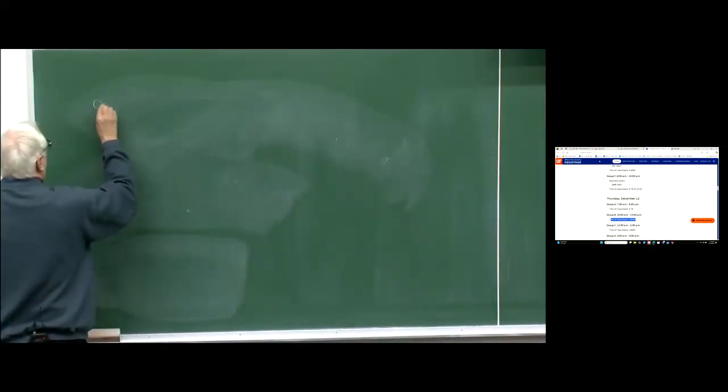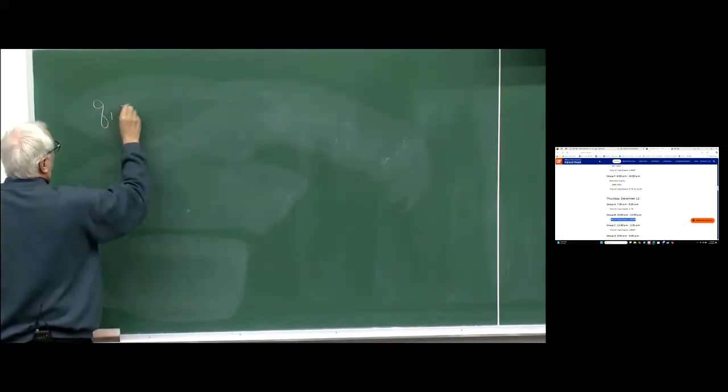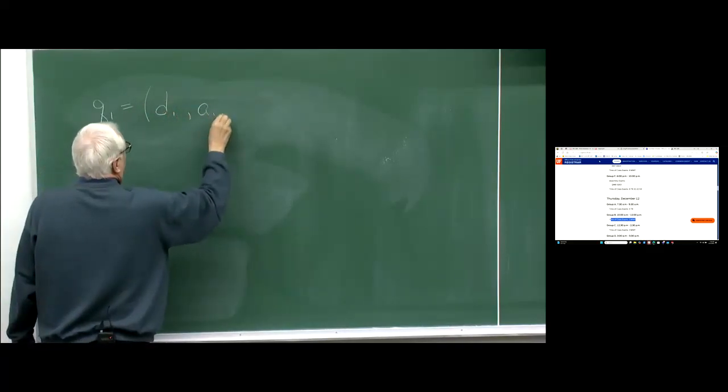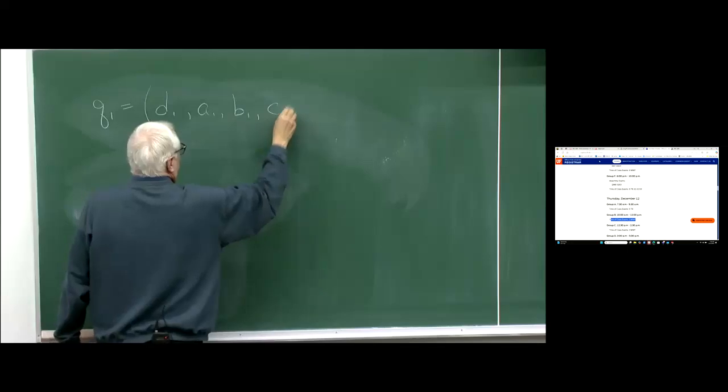So we're going to say I could have a quaternion Q. I'm going to call it Q1. And it's going to be 4 numbers: D1, A1, B1, and C1.